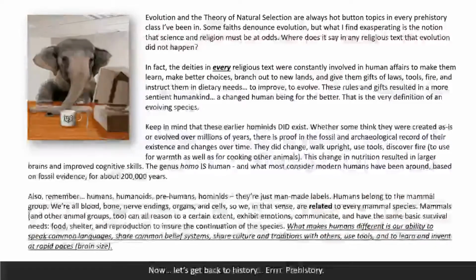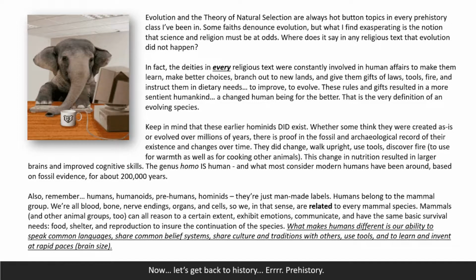Now, one thing I do want to talk about is the elephant in the room. In every prehistory class I've ever been in or been involved with in any way, when we talk about evolution and the theory of natural selection, they're always hot button topics. Some faiths denounce evolution, but I propose science and religion do not have to be at odds. Where does it say in any religious text, in any religion, that evolution did not happen?